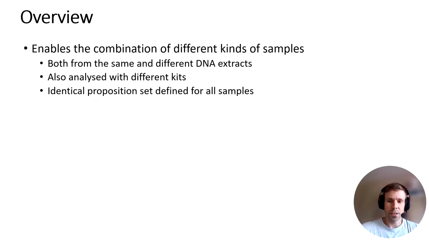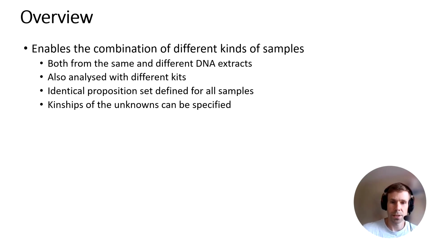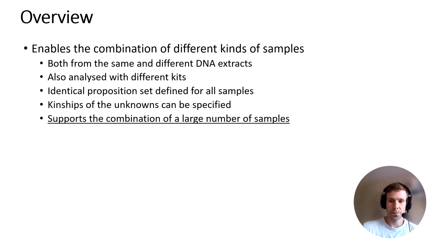What's important to understand is that across all samples, the model assumes identical proposition sets for all these samples. That means it assumes that it's the same contributors across all samples. It's possible to define kinships for the unknowns in the hypothesis, and the tool also supports a large number of samples being combined, but of course that can take more computational time to run.